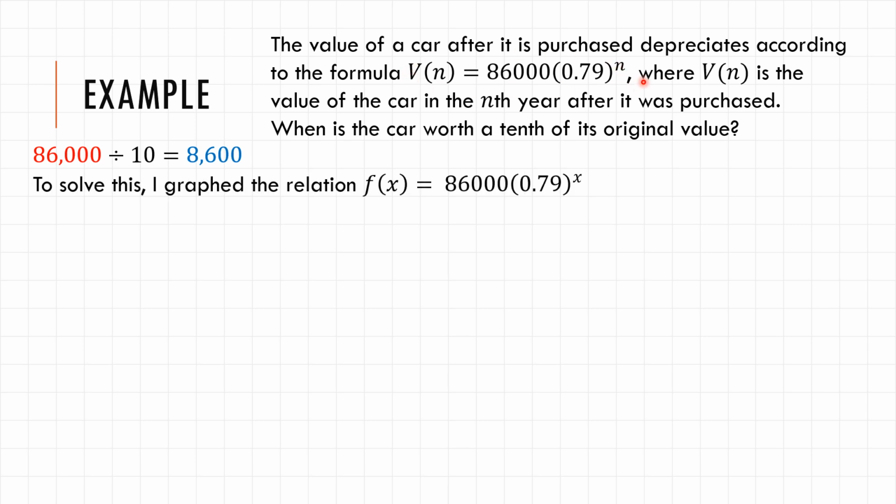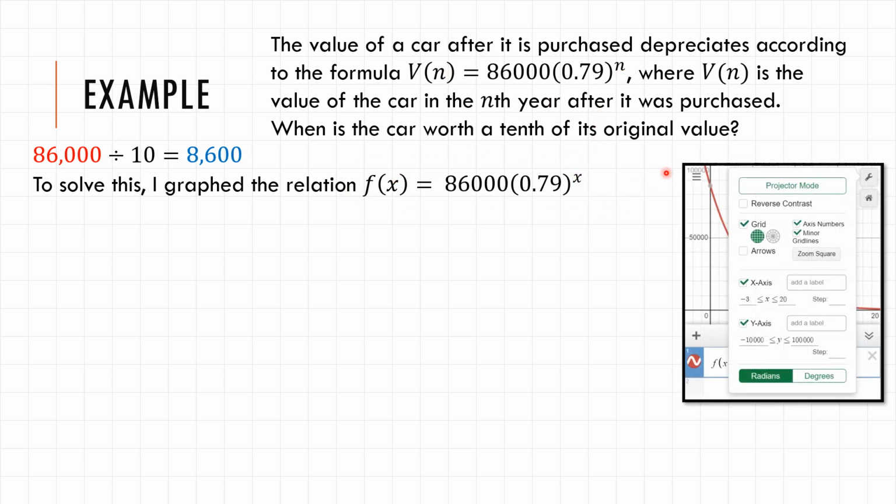let's first graph the function f of x. Notice I changed it from V and n because some graphing technology doesn't really allow for different variables. And because I changed the independent variable from n to x, I have to change it here as well. So I graphed this function.